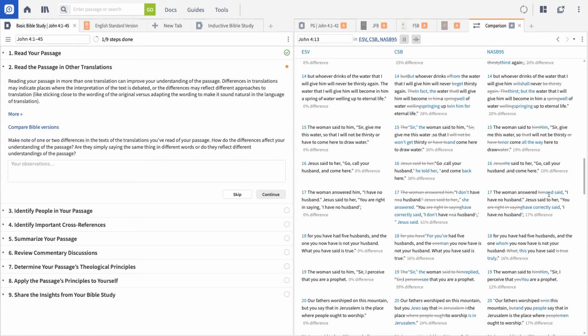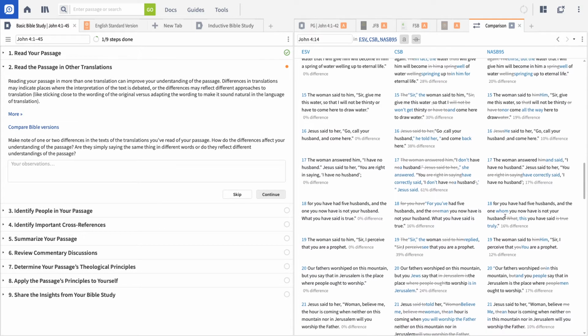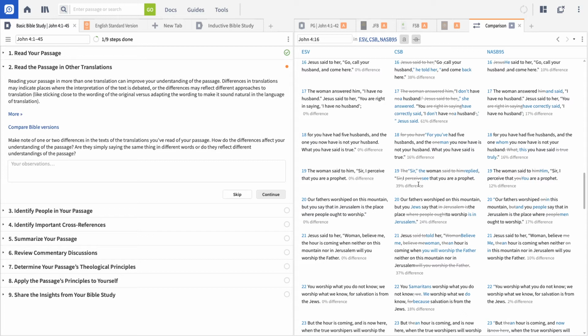The woman said, no, the woman answered him. The woman answered and said, so you are right in saying, instead it's have correctly said, for you have 5 husbands. Let's see. Very close. All of these are pretty close on that one. 39 here. Let's see. Yeah, this one's just been restructured. That's why it thinks it's so different.